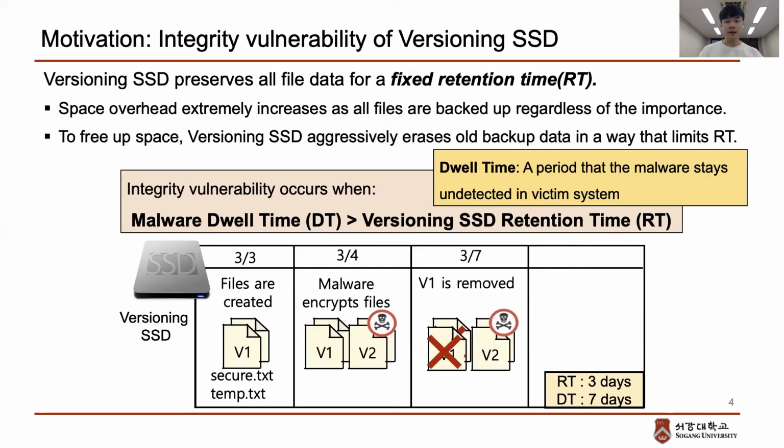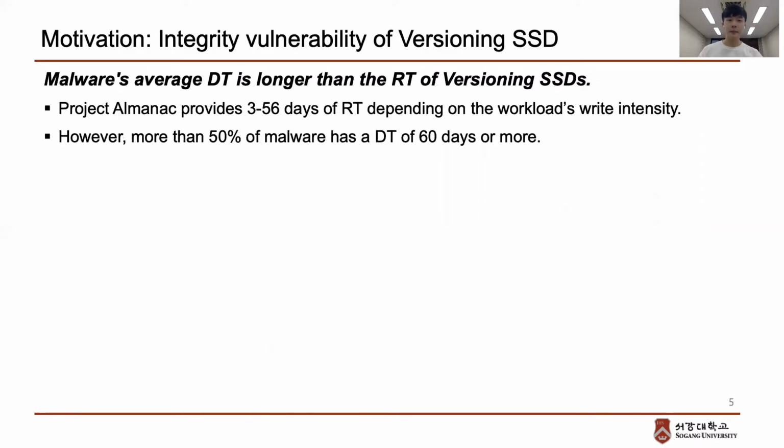On March 7th, the previous version is deleted because retention time has passed. On March 11th, malware is detected, then user requests recovery to versioning SSD. However, the recovery fails because the previous version is already deleted. The real problem is that malware's average dwell time is longer than the retention time of versioning SSDs.